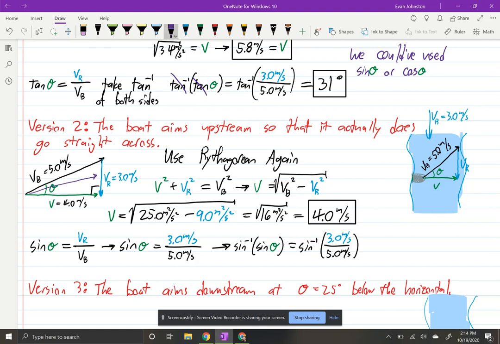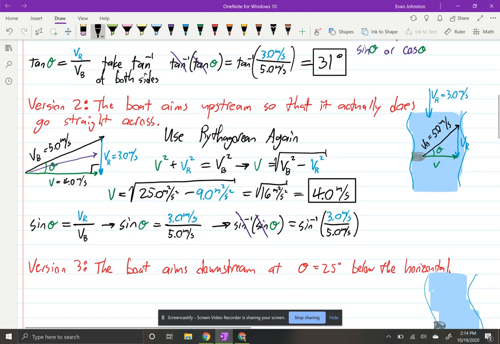And so in the end, we see that inverse sine of sine, those kind of kill each other off. And so we just have to poke into our calculator the inverse sine of 3.0 divided by 5.0. And that gives me, if I did this correctly, 37 degrees.